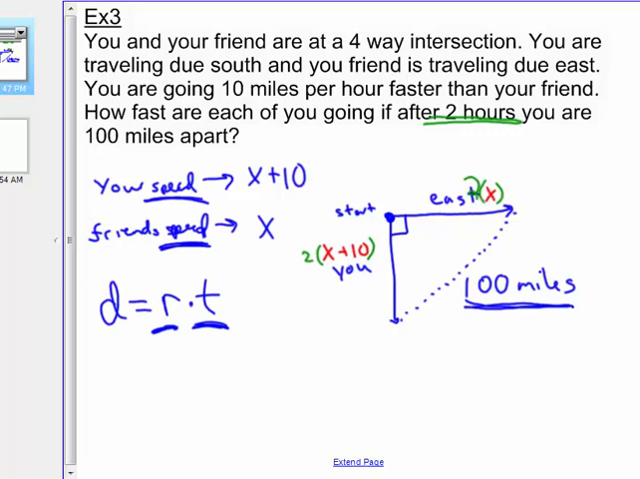So you put the 2 in. The distance equals the rate times time, so it's 2 times x plus 10 and 2 times x. That's going to be my distance. 2x, that's going to be my distance. So each thing is talking about distance here.